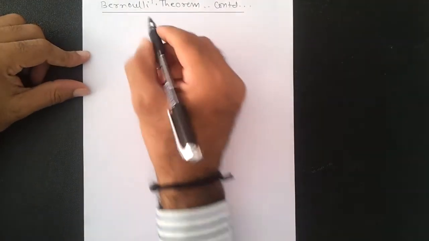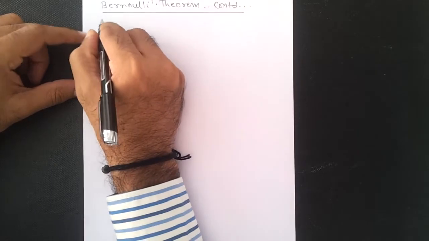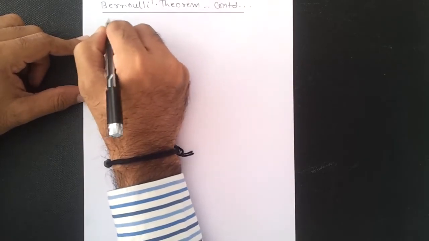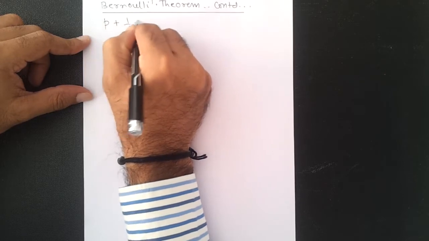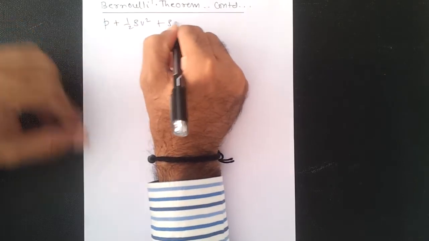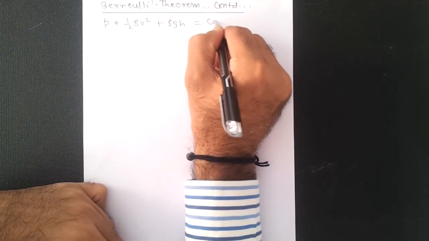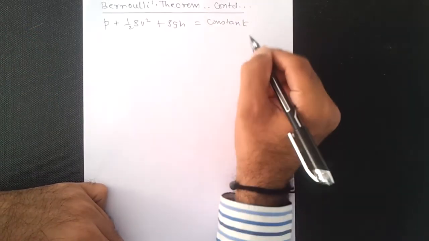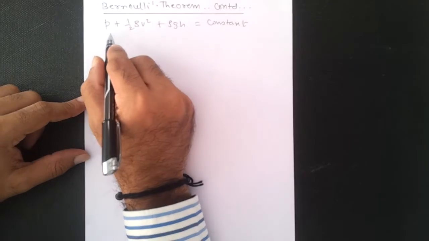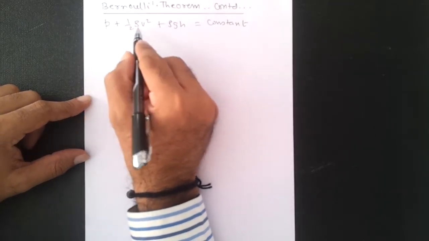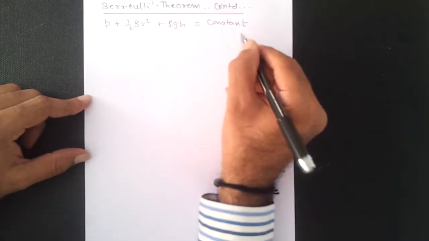We continue our discussion on Bernoulli's theorem. We derived Bernoulli's equation: P plus half rho V square plus rho gh is a constant. This is for an ideal fluid which is flowing in a pipeline. The pressure energy, the kinetic energy, and the potential energy are constant.